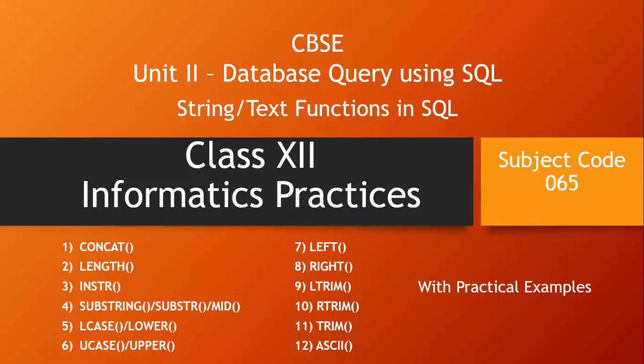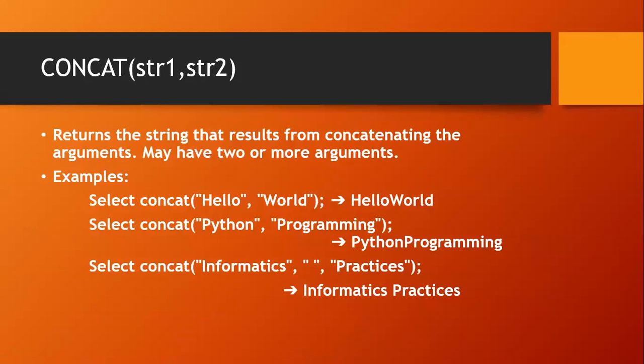In this section, we will be discussing various text functions in SQL along with practical illustrations. The first function is concat. It returns the string as the concatenation of the arguments. That is, it may have two or more arguments. It will join those strings one after the other without any space.